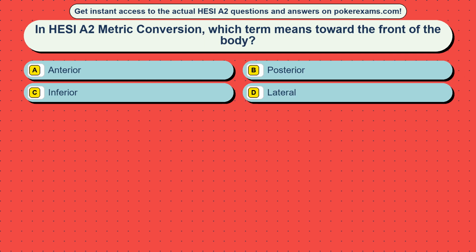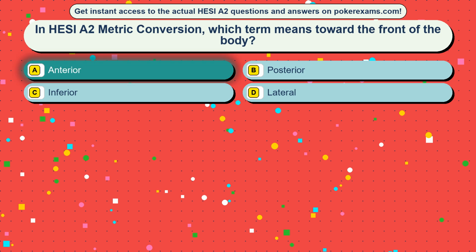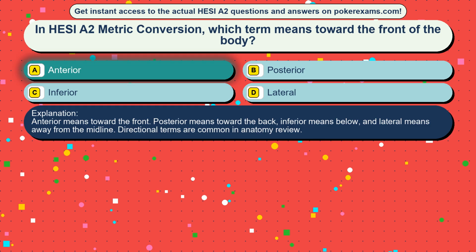Question 33. In HESI A2 metric conversion, which term means toward the front of the body? Option A, anterior. Option B, posterior. Option C, inferior. Option D, lateral. The correct answer is option A, anterior. Anterior means toward the front. Posterior means toward the back. Inferior means below, and lateral means away from the midline. Directional terms are common in anatomy review.